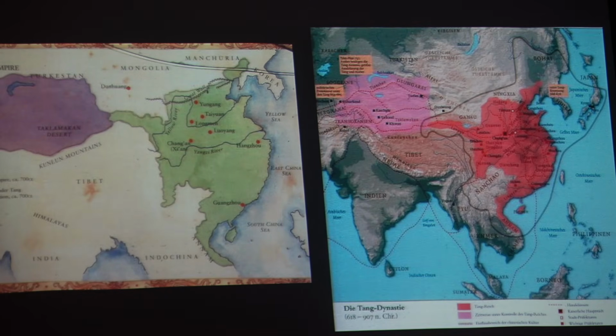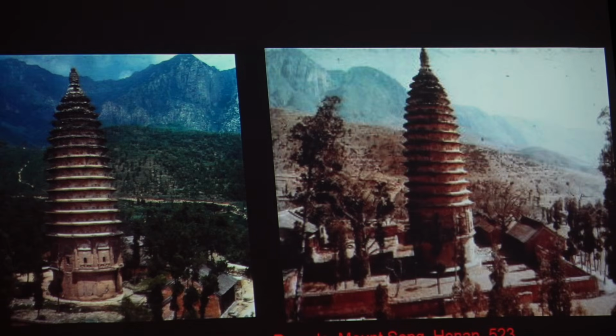And then we have the glorious, nearly 300 years of Tang Dynasty, following a short reign of Sui, and this is the period when the borders of China actually touch the borders of West Asia.